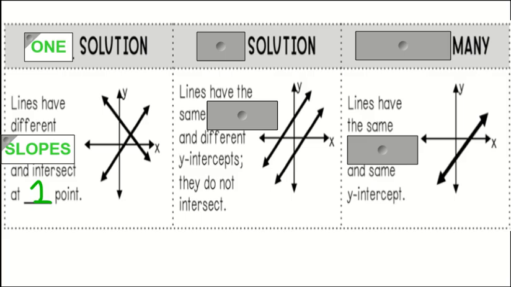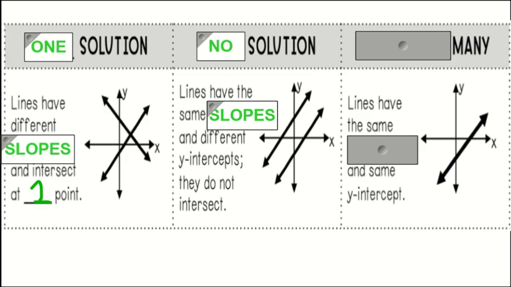All right, if the lines don't cross at all, what do you think that would be? No solution. So if you got 2 parallel lines, what do we know about parallel slopes? Same, so the lines have the same slopes and different y-intercepts. That means they don't intersect. That means it's going to be no solution.